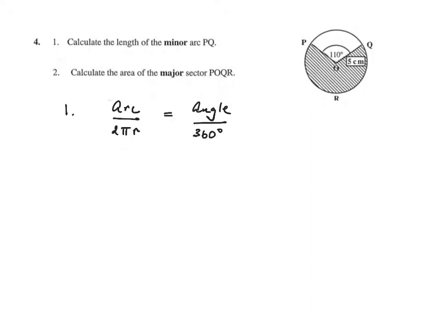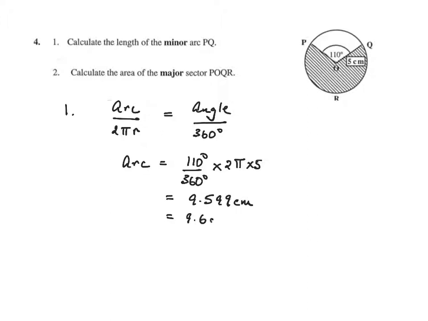We can use this formula to calculate the length of the arc PQ. So arc then equals 110 degrees over 360 degrees multiplied by 2 pi, and the radius of the sector is 5, 2 pi times 5, which gives us 9.599 centimeters, or 9.6 centimeters.